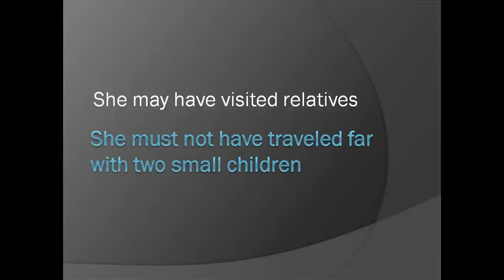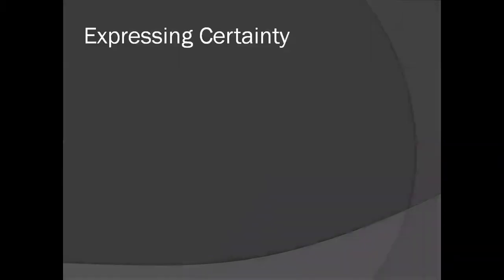So look at the modal verbs you're using. She may have visited relatives. She must not have traveled far with two small children. In the first case, you're talking positive: she may have visited relatives. She must not have, because you're talking negative. Now, look at the must. Must is used when you're 100% sure. Must is generally used for 100% possibility, and may comes in between. So you can also use modal verbs to talk about the past to express certainty or possibility.